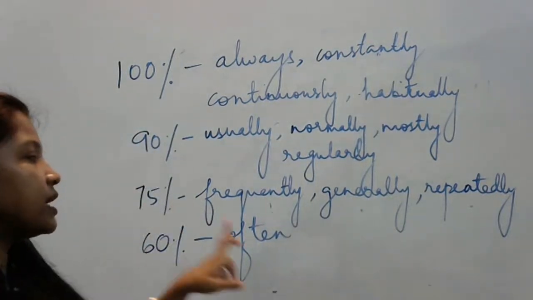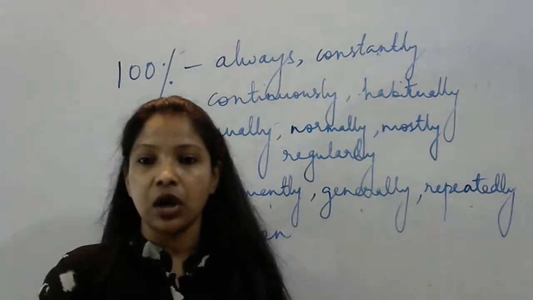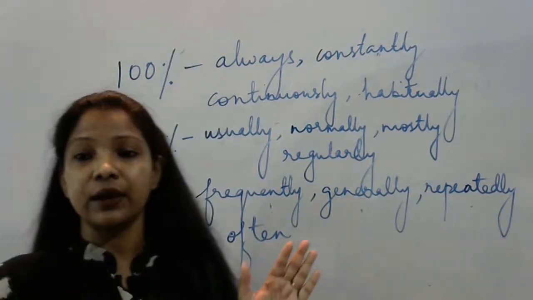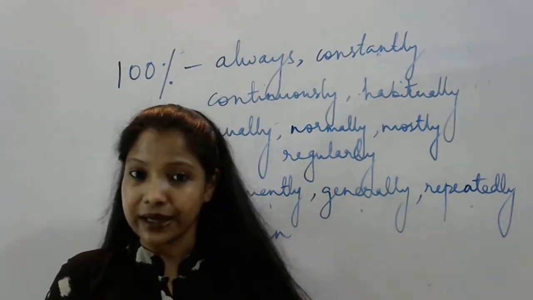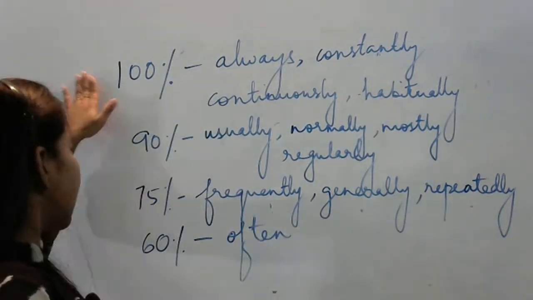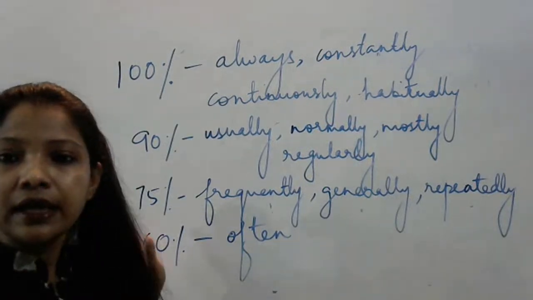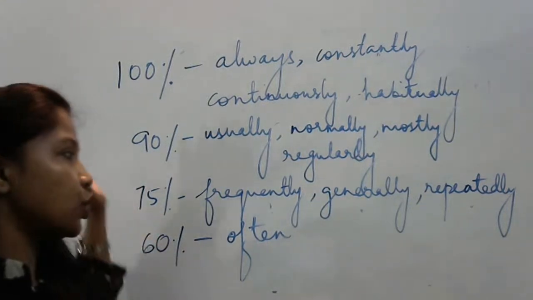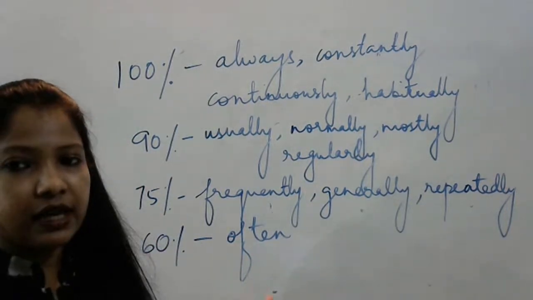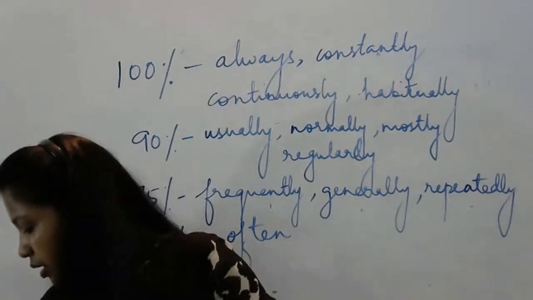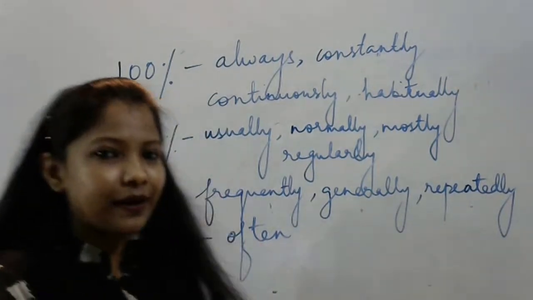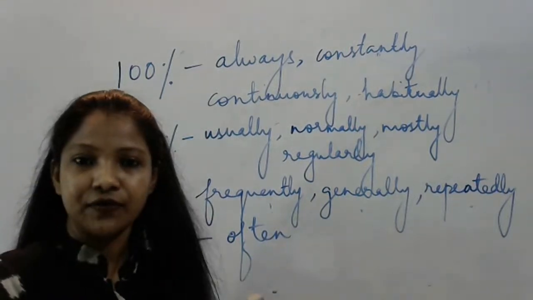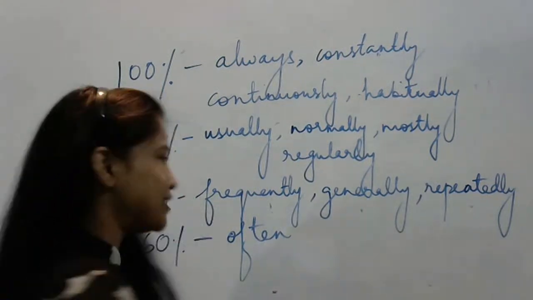Now, when it is 60%, we use often. Often means aksar in Hindi. As I gave an example, I often drink a glass of milk before I go to bed. So, is it all clear? 100, 75, 60? I need to rub the board so that I can go to the other adverbs also. I have a small board, so I need to rub it and write again. Is it clear till now? Let's move on to the other adverbs of frequency which are less than 60%.